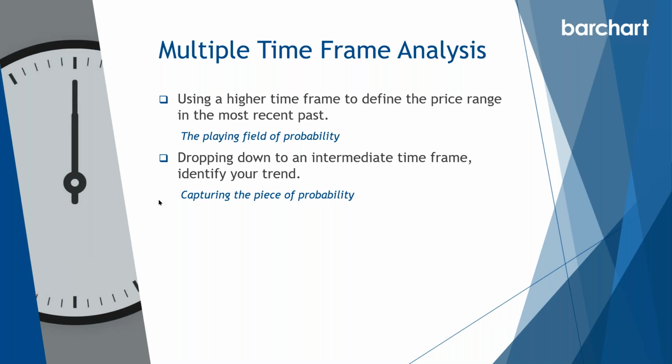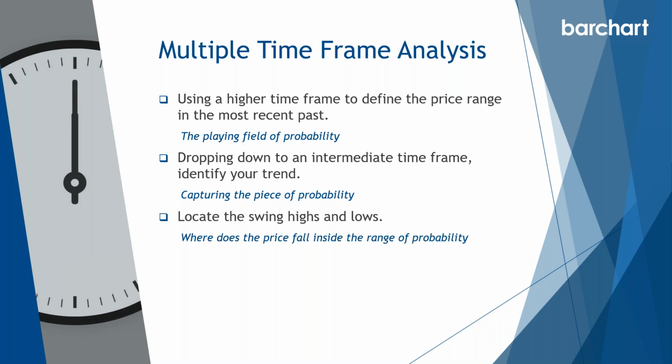And the purpose here is we're going to try to capture a piece of that probability that we discovered in our higher time frame. And hopefully our goal is discovering trades that are with our primary trend. Now we're going to locate our swing highs and swing lows, and this is going to help us define risk to our trend, but also help us determine where price falls inside of that range.